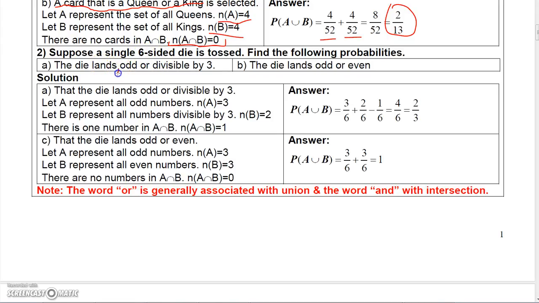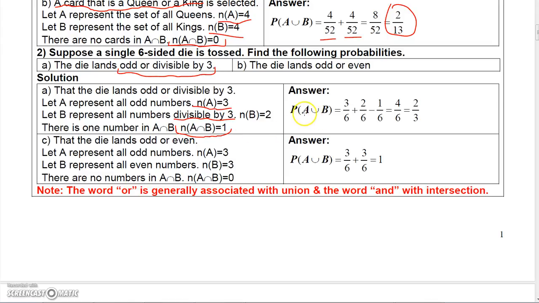Now let's suppose we toss a 6-sided die, and we want to know the probability that the die lands on an odd number or a number divisible by 3. Well, we can say A is the event that it lands on an odd number, and there's 3 ways that can happen, 1, 3, or 5. And we can say B is the event that it lands on a number divisible by 3, and there's 2 ways that can happen, 3 or 6. And then we can let A intersect B be that it lands simultaneously on an odd number and a number divisible by 3.